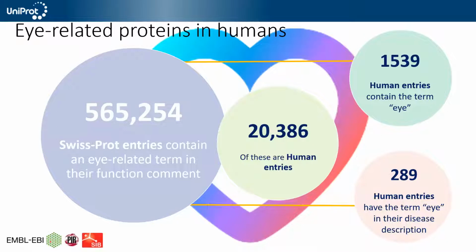So currently, if you were to perform a search in UniProt, you'll see that we have over 500,000 SwissProt entries. So these are entries that have been reviewed by a curator at some point that have an eye-related term in their function comment. So for this, I used things like photoreceptor cell, retina, optics, eye, etc. And this is the number that I got back. And over 20,000 of these are human entries, with 1,539 human entries containing the term eye, and 289 have the term eye in their disease description. So that suggests that there are 289 entries that have a protein which causes a disease related to the eye.